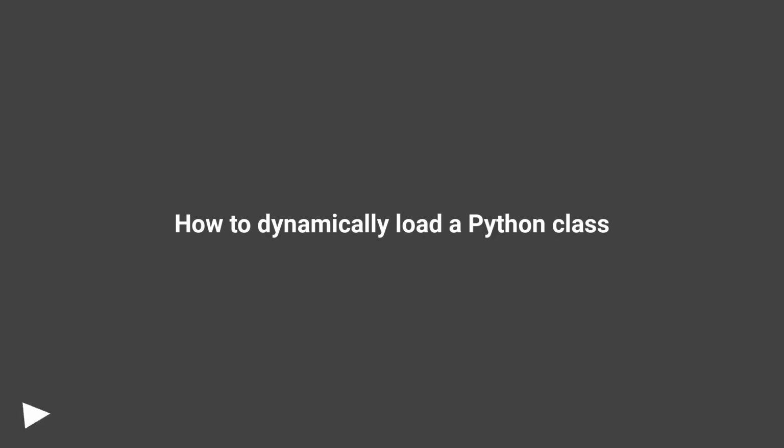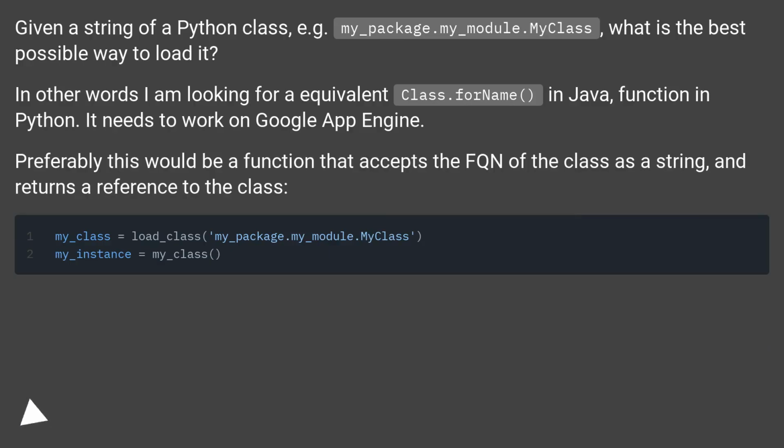How to dynamically load a Python class? Given a string of a Python class, for example my_package.my_module.myClass, what is the best possible way to load it? In other words, I am looking for an equivalent of Java's Class.forName function in Python.